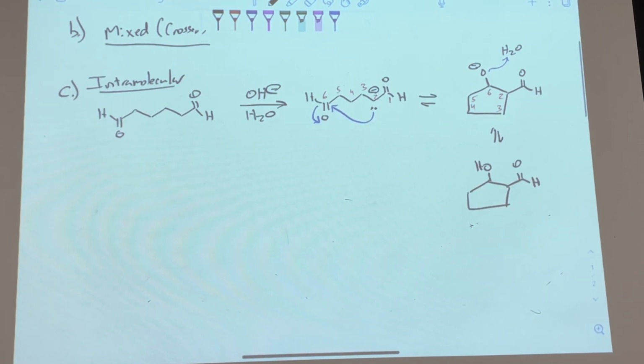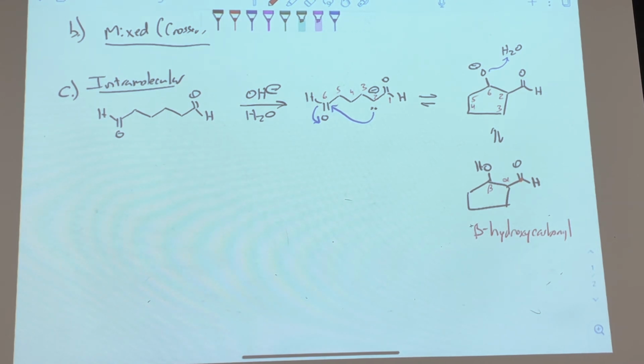Giving you that. Well, if you look, there's the carbonyl, that would be the alpha, that would be the beta. This is a beta hydroxycarbonyl, which is one of the products that we would expect from an aldol reaction.